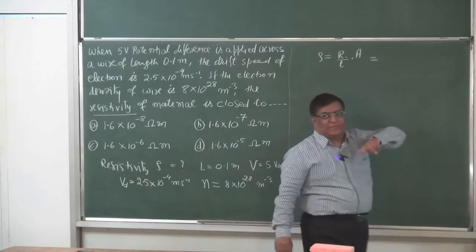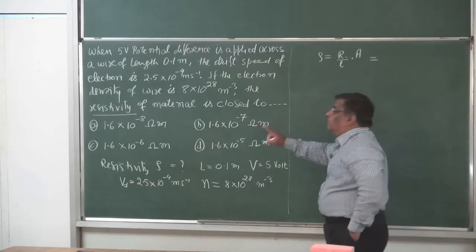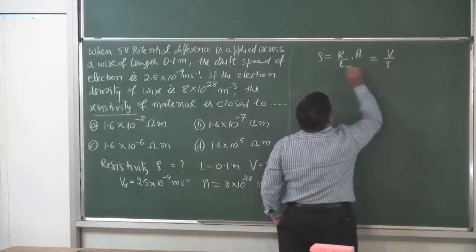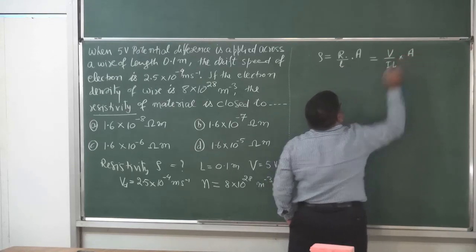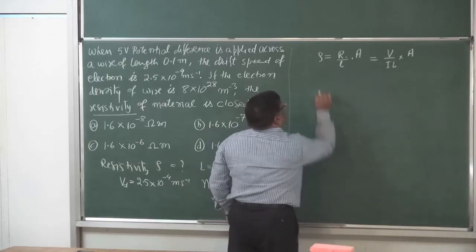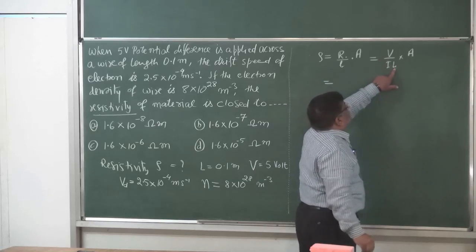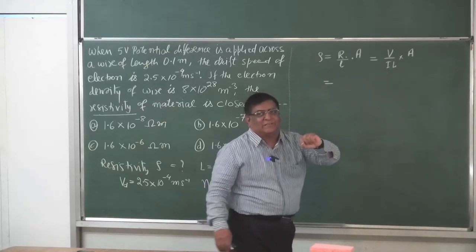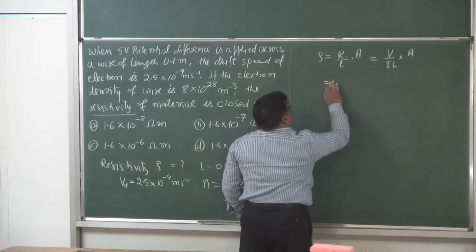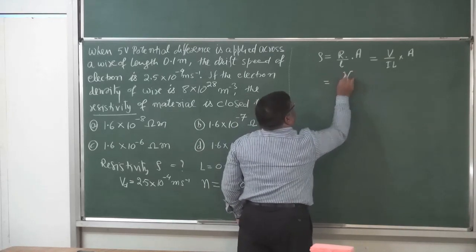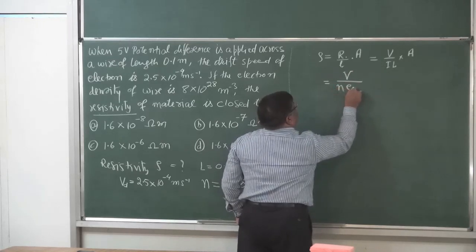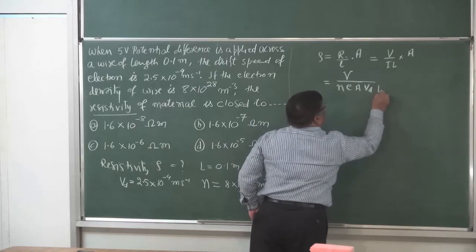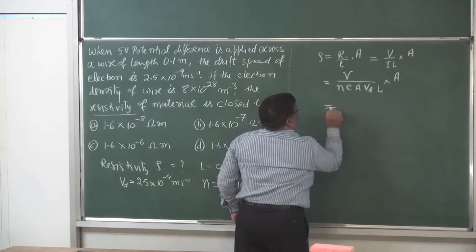We will start writing here. The resistance is not given to us, but voltage is given to us. We know how voltage is converted into resistance. So in place of resistance, we will write voltage upon current, and this is length, this is area. Now again, current is not given, but drift velocity is given to us. So we take the hint, current is to be converted to drift velocity. So we write voltage V, current is equal to N, E, A and drift velocity. This formula you all remember, N, E, A, V_d, and this is length into area. So here area is cancelled.